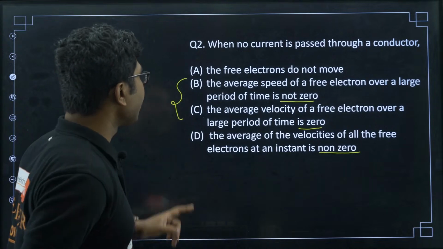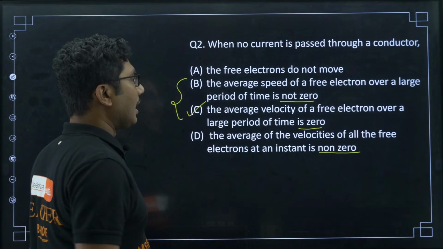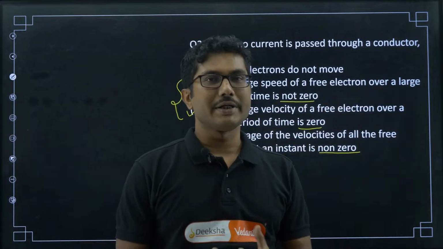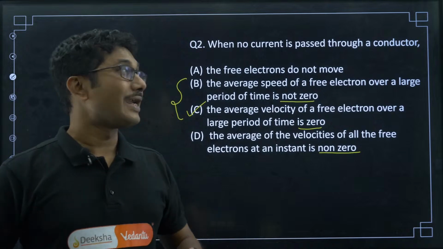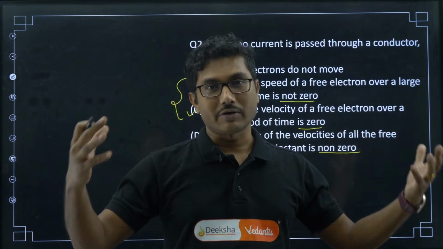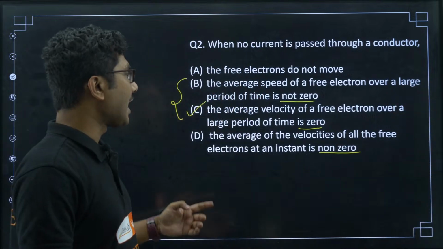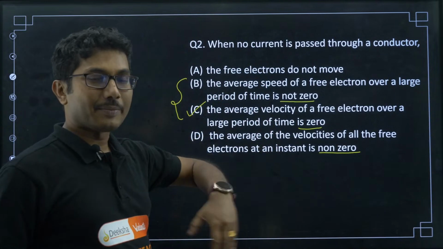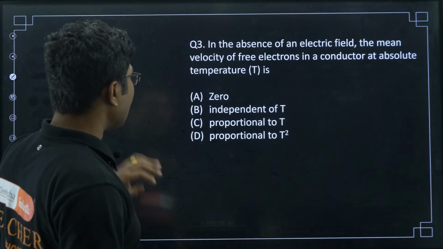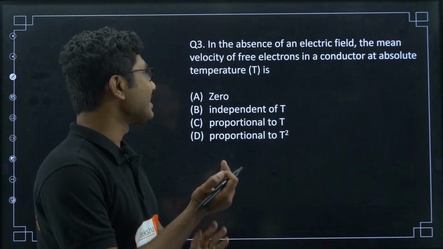Now, the answer here: the average velocity of free electrons over a large period of time is 0. That is why, if no electric current is passing, the average velocity of electrons is 0 over a large period of time. The statement is basically easy, but they have complicated it slightly so that you face difficulty. Now question number 3, another interesting question.